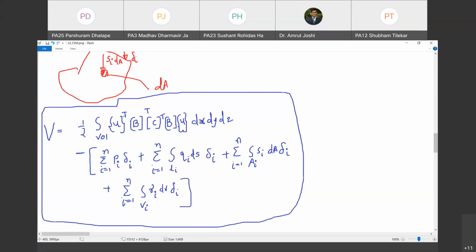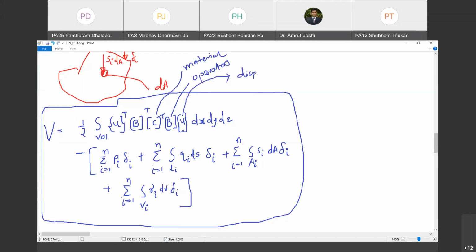U transpose is displacement field. U is displacement field. B transpose is just a matrix of operators. B is also a matrix of operators. C is material. So I'm going to write down those things. C is the matrix that says something about the material because it is a constitutive matrix. So here the only variable is U, which is the function of displacement fields U, V and W.